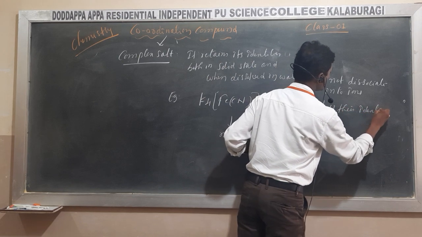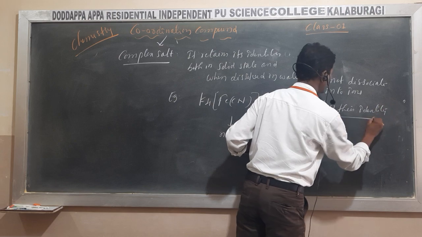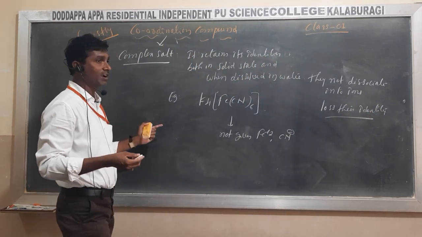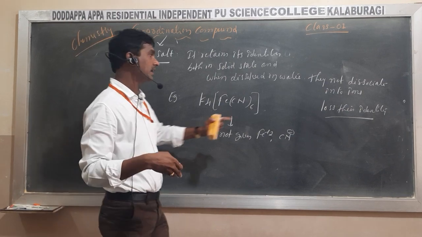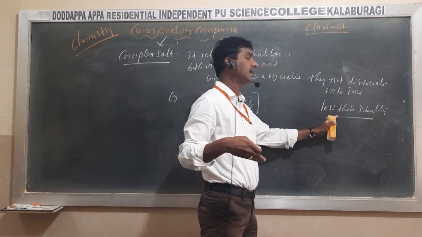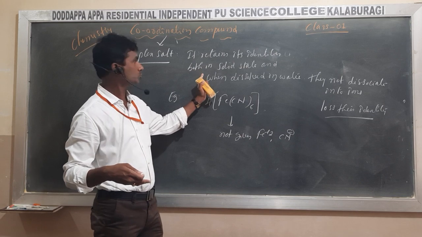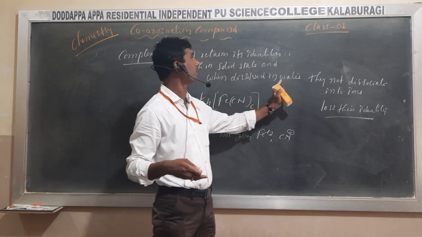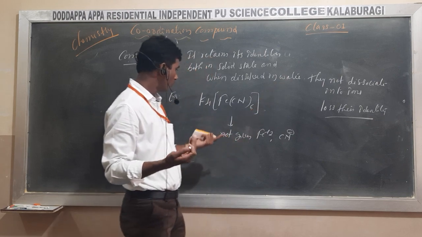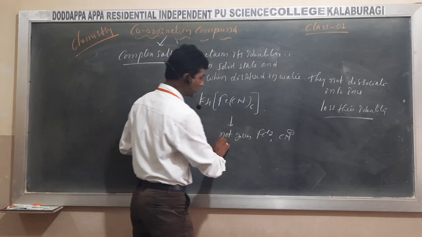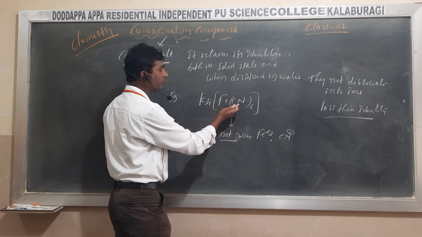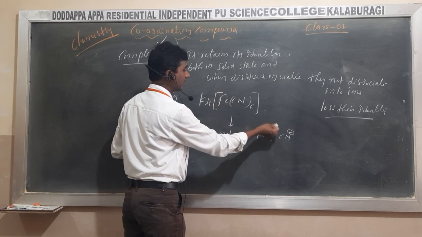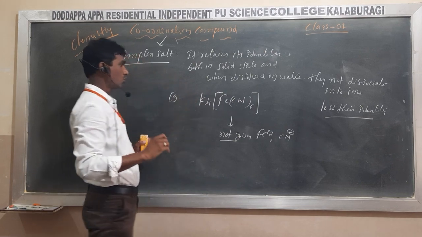So the ions or constituents of this complex salt lost their identity. In the case of double salt, they retain identity. Double salt retains identity both in the solid state and when dissolved in water. When K4[Fe(CN)6] is dissolved in water, it does not give Fe2+ or CN-. So this is a complex salt.